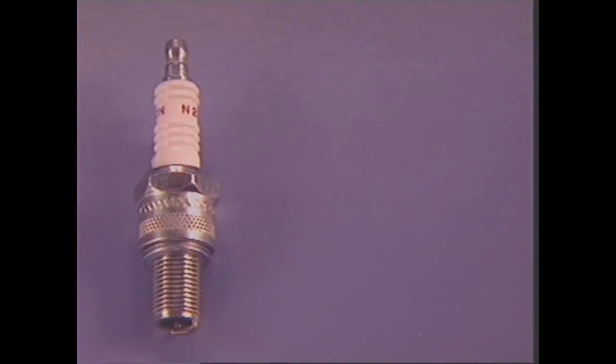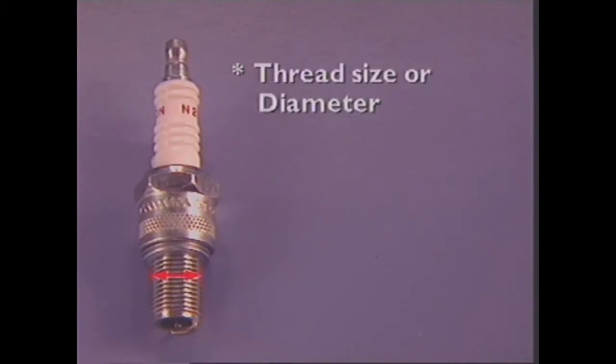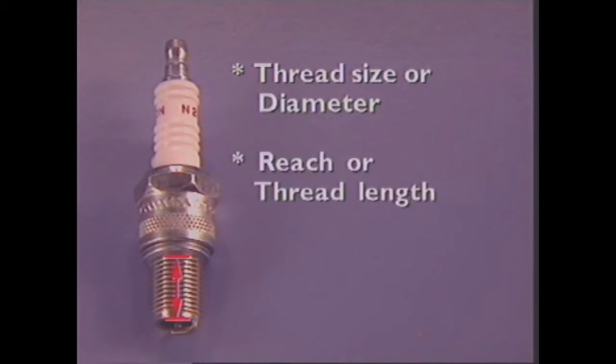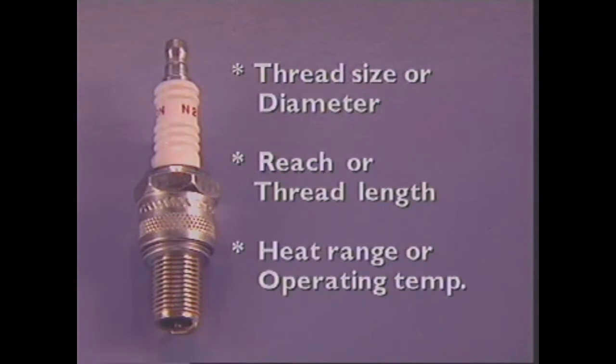Spark plugs are identified by 3 different features. These are thread size or diameter, reach or length of the thread, and heat range or operating temperature.